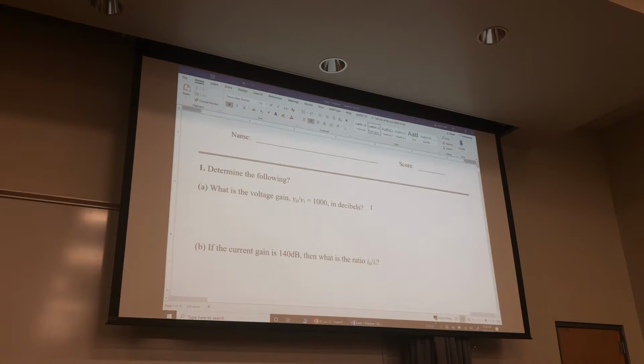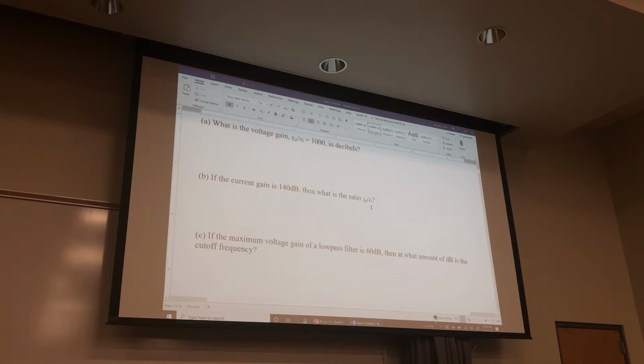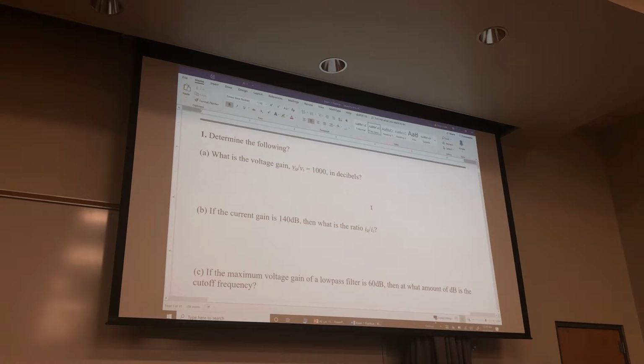So in terms of question one, anyone have any questions about decibels? Anything on question number one? About converting the gain to decibels? Oh, power gain. So what's your question? Oh, yeah. So the difference between the two.